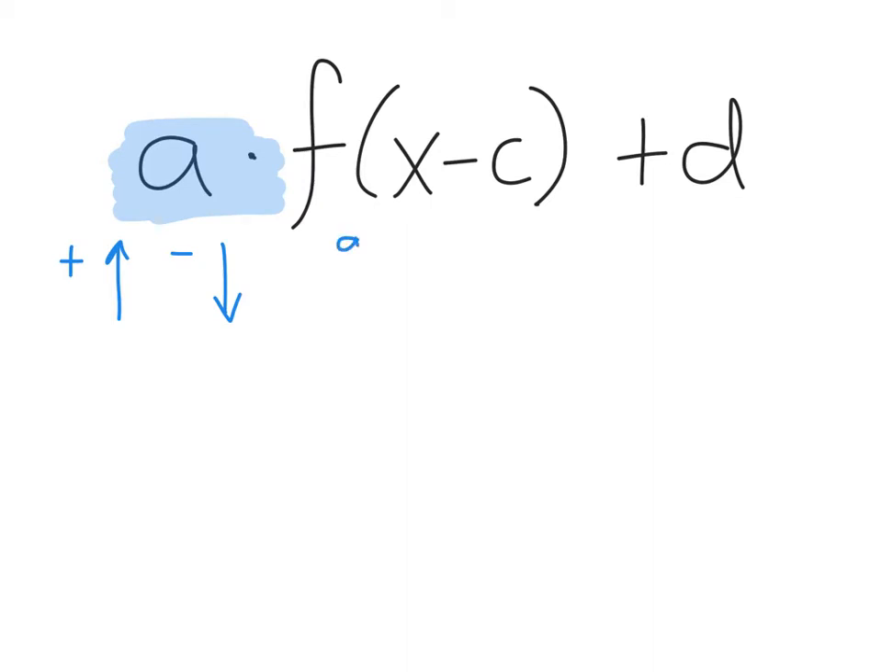If a is greater than 1, let's say the number is 10 or 15 or anything bigger than 1, it could be a decimal or a whole number. As long as it's bigger than 1, this function is going to get skinnier. It's going to get stretched. It's going to get narrow. So in a parabola sense, you would have a u that would be very, very narrow, like this. So the word we're looking for is a stretch. This is a vertical stretch, or you can say the word narrow.